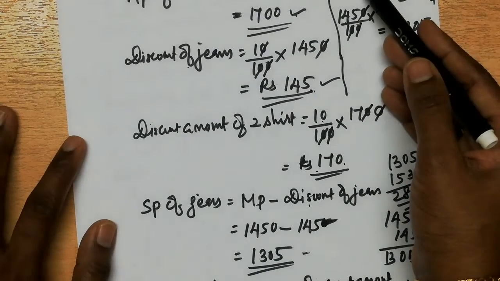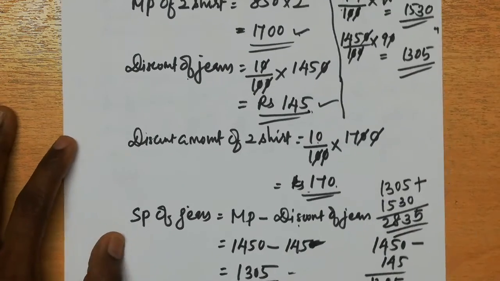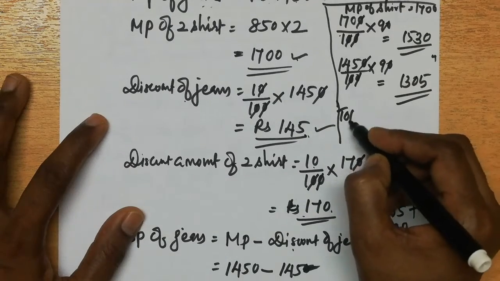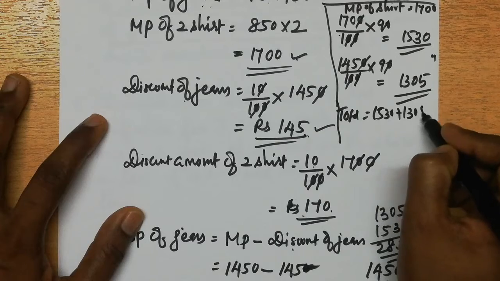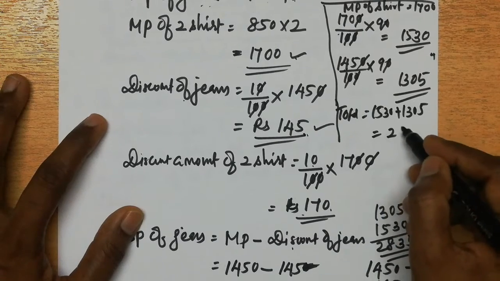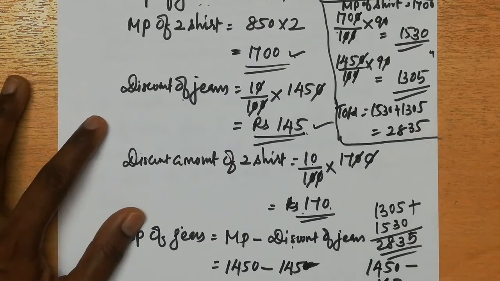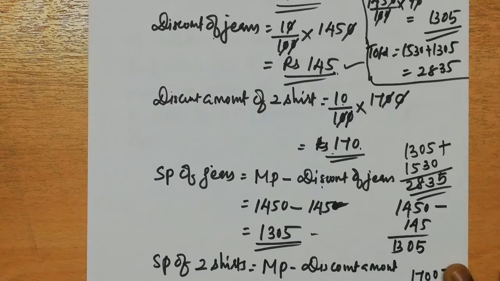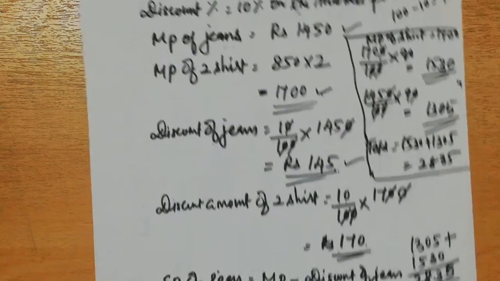If you have an idea about this, you can write it like that also. 100 is 1700. Then we have to find the 90. 90 means 100 minus 10 only. So we can add together. Total is 1530 plus 1305. That is 2835. This is the easiest method. Otherwise, you can follow the long method. I think all of you are clear with this question number 6.